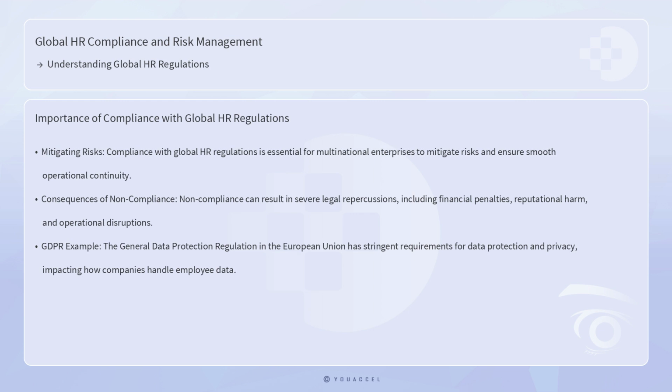Compliance with global HR regulations is essential for multinational enterprises to mitigate risks and ensure smooth operational continuity. Non-compliance can result in severe legal repercussions, including financial penalties, reputational harm, and operational disruptions. For instance, the General Data Protection Regulation in the European Union has stringent requirements for data protection and privacy, impacting how companies handle employee data. Non-compliance with GDPR can result in fines of up to 4% of the company's annual global turnover, or €20 million, whichever is higher. Such regulations necessitate a comprehensive understanding and adherence to avoid punitive measures.